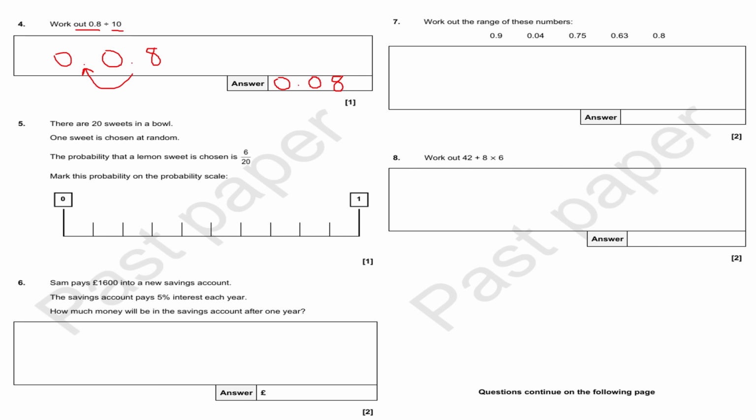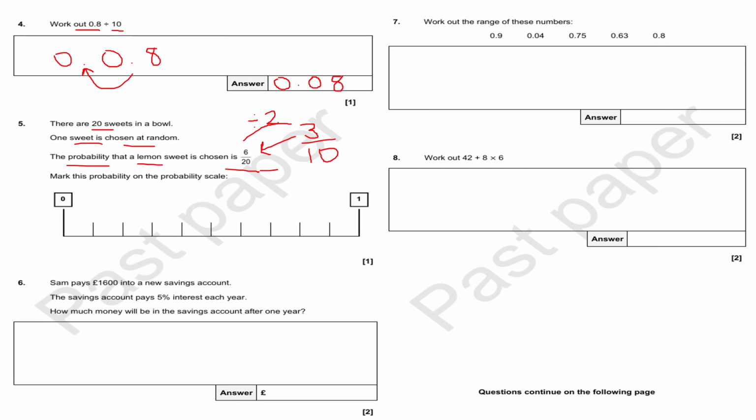Question 5. There are 20 sweets in a bowl. One sweet is chosen at random. The probability that a lemon sweet is chosen is 6/20. Which obviously simplifies to 3/10. Divide top and bottom by 2 to simplify that, if you're wondering.